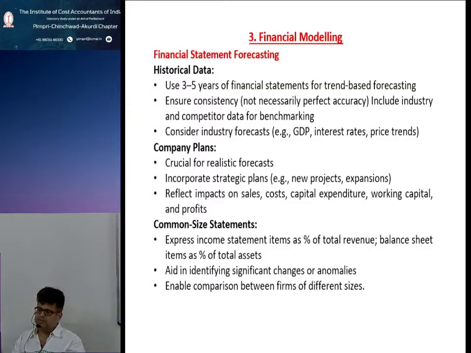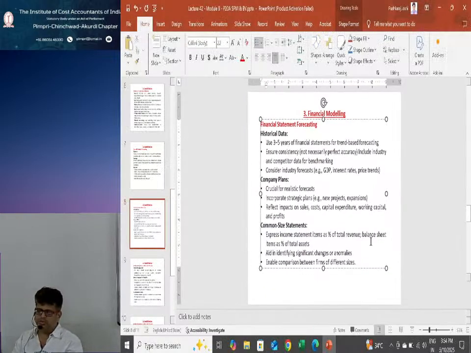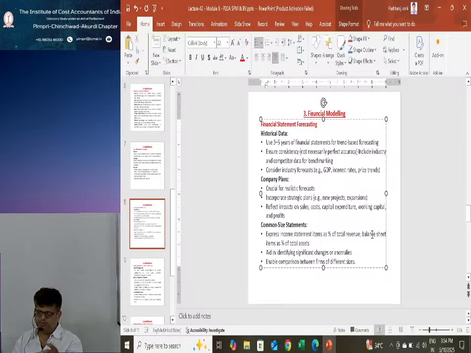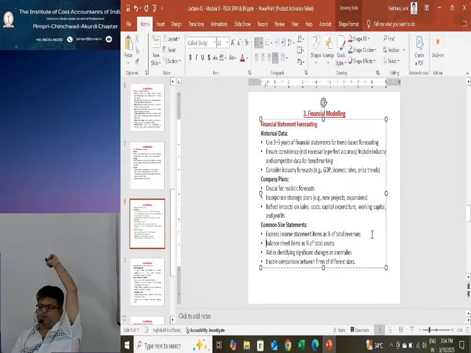Then comes in financial statement forecasting the common size statement. Now these common size statements express income statement items as percentage of total revenue and balance sheet items as percentage of total assets. In this session, the listeners would typically be of finance background or management accountants per se, so they know what exactly a common size statement is, but however in a snapshot I'll try to explain.